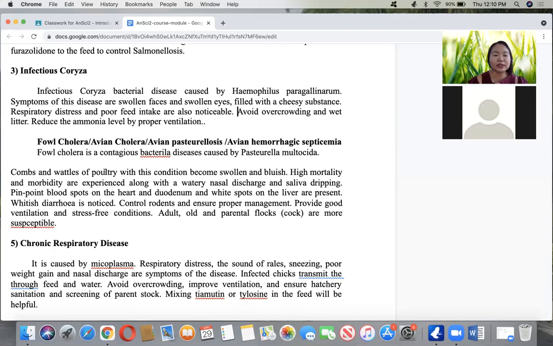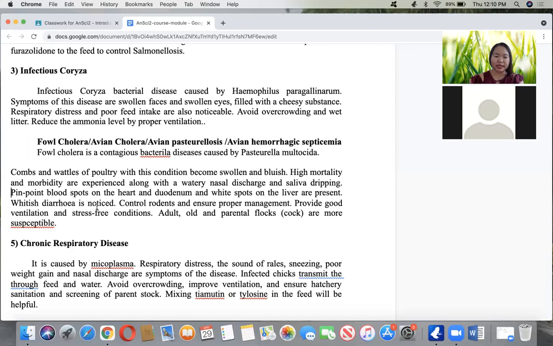And the combs and wattles of poultry become swollen and bluish, with high mortality and morbidity. They have watery nasal discharge and saliva dripping. So, medyo observable ito. And pinpoint blood spots on the heart and duodenum. So, pag naihaw na siya, makikita mo yan. And white spots on the liver are present.